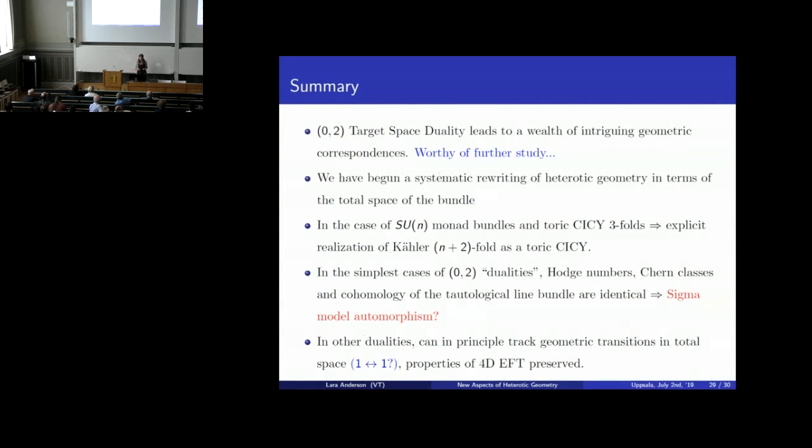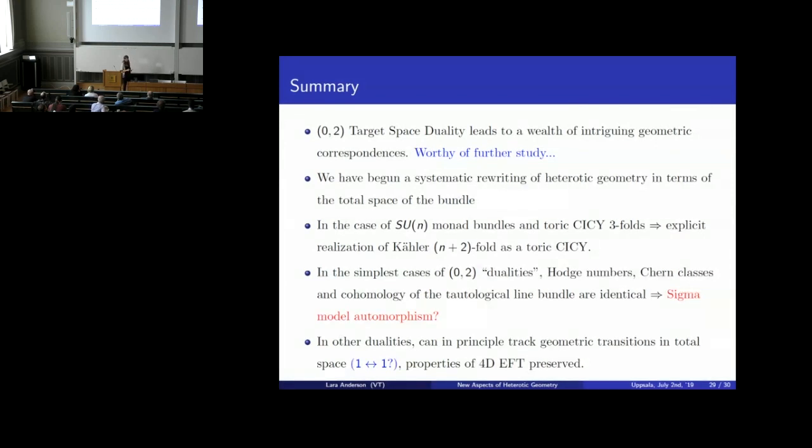So we've begun a systematic rewriting of the heterotic geometry in terms of that total space. I just gave you a feel for some simple calculations you can do to read off the spectrum and moduli of that total space. You might say, well, what actually happened when you go through target space duals? What we see is that in the simplest cases, all of the topology that we can read off of these total spaces in the case of a target space dual theory appears to be identical. They have the same Hodge numbers, they have the same Chern classes. They would seem at the level of topology to be identical total spaces, even though you have built them as distinct projectivizations of different manifolds and bundles, topologically distinct manifolds and bundles. That seems to arise in the simplest cases.